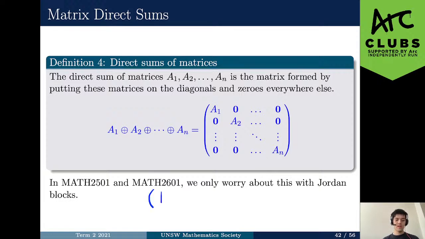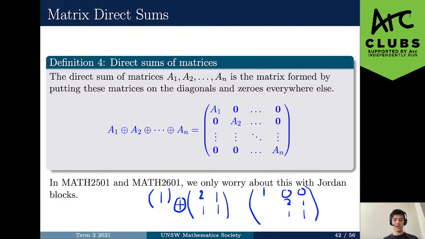So if I have the matrix 1 and I have the matrix, let's say, 2, 1, 1, 1, then if I want to find the direct sum of these two, I will now have a 3 by 3 matrix. I'll have this matrix there, and then I'll have the other matrix here, and then everything else would be zeros. That's what we mean by doing a direct sum.